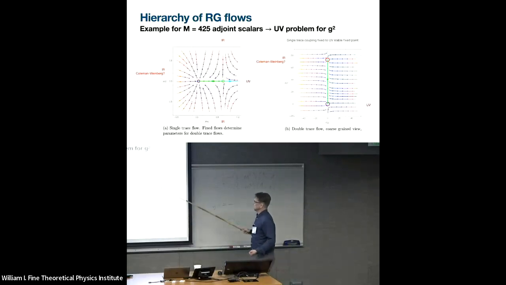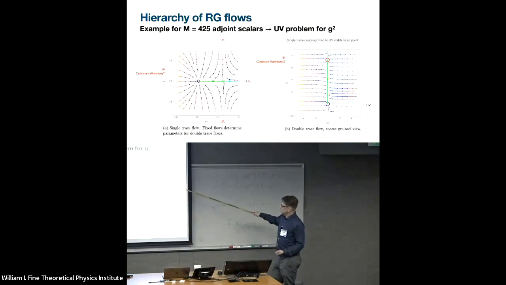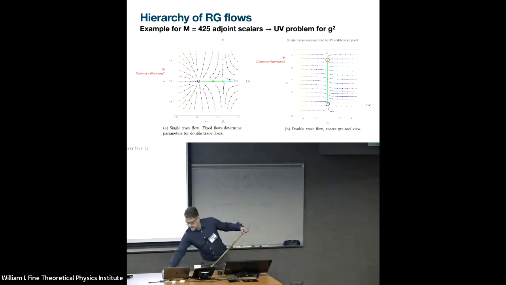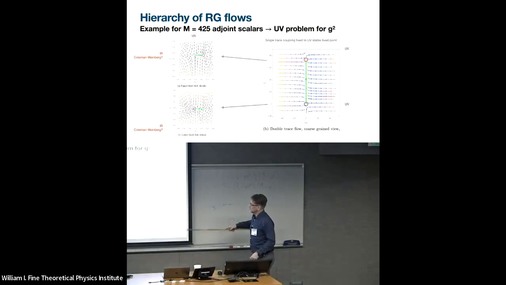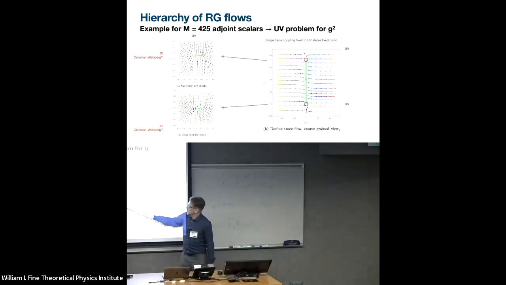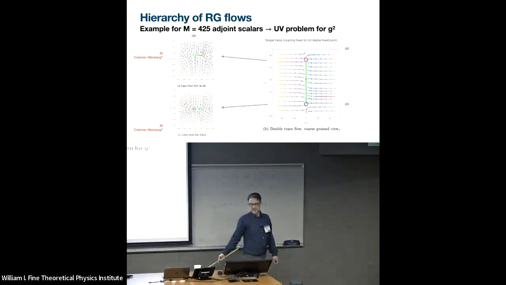you can look at the flows of the double trace couplings, and there's actually a set of fixed points there too. This is a coarse grain view. You can look closer at that, and you will find that it's actually a long, narrow parallelogram, which if you look closely in this region, it separates into a saddle and an IR stable fixed point. And the one below separates into a UV stable and a saddle.